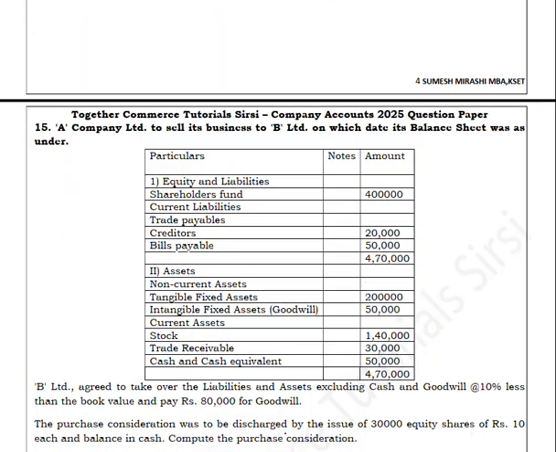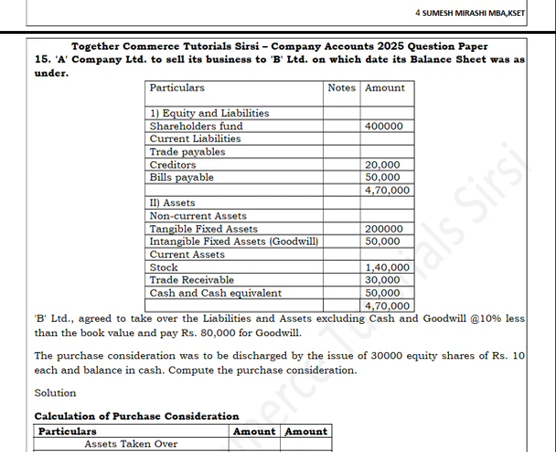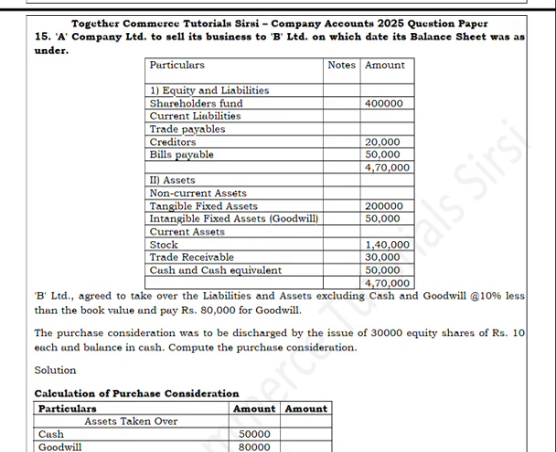In this problem they have asked us to calculate purchase consideration. This problem is from the chapter amalgamation. Question number 15: A Limited sells its business to B Limited, on which date its balance sheet was as under. Particulars they have given: shareholders' funds, current liabilities, in that creditors, bills payable, and assets. Then the adjustment is important here. B Limited agrees to take over the liabilities and assets excluding cash and goodwill, and all other assets are to be taken at 10% less.